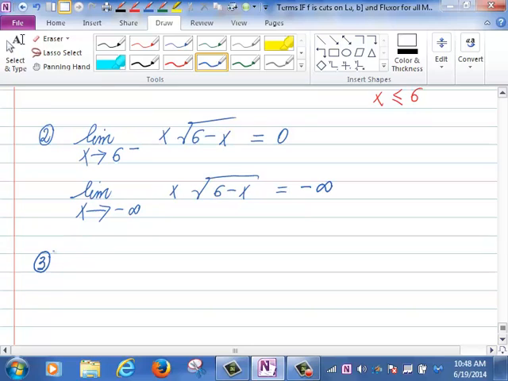Intercepts, maybe? Okay, so how do I find it? Which one is the easier? Find the y-intercept, right? How do you find the y-intercept?